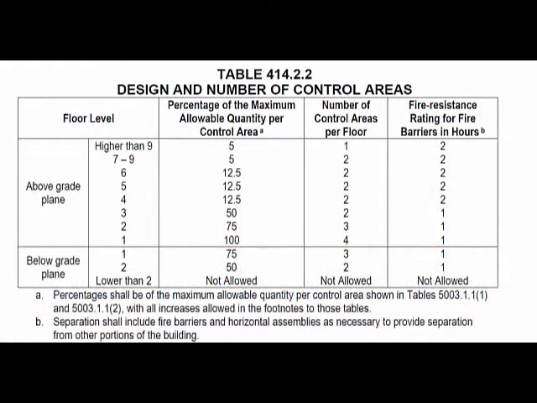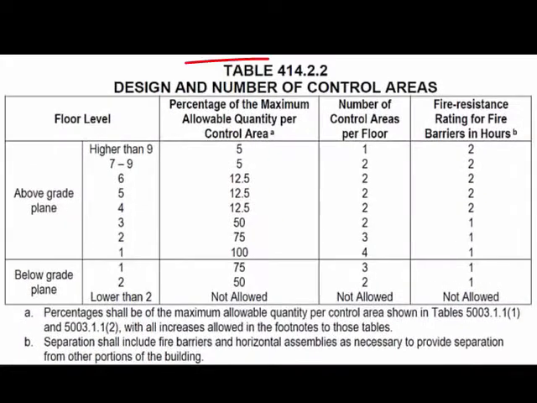The problem statement specifies that the entire building is a single control area. If the building had multiple control areas, then they would need to be separated from one another in accordance with Table 414.2.2. You can see from the table that there are a maximum number of control areas per story, and the MAQ permitted within each control area, based on the MAQs specified in Table 307.1, decreases as floors get further away from the grade plane.